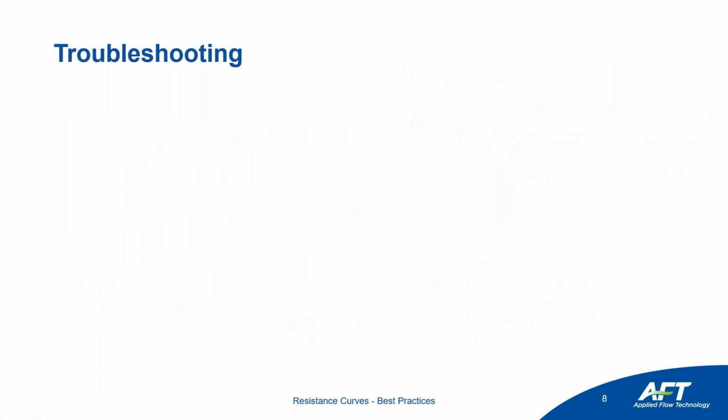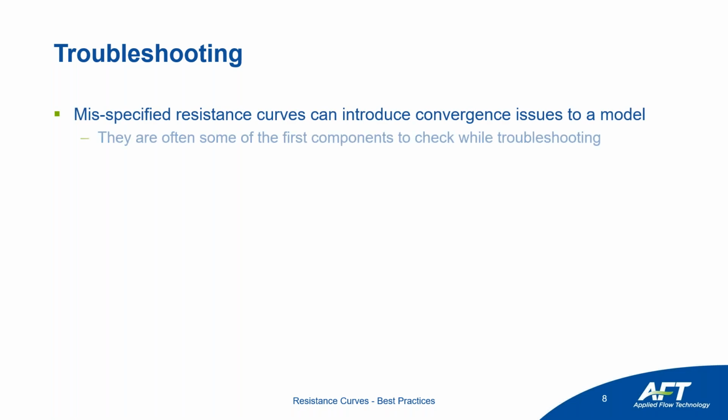The final piece is troubleshooting. So adding resistance curves, they're a relatively simple definition, but they can introduce convergence issues into your model, especially if you are running into convergence issues where your model iterates and iterates and it doesn't seem to approach a solution. You may want to double check your resistance curves in addition to other things like detail T's and other specifications.